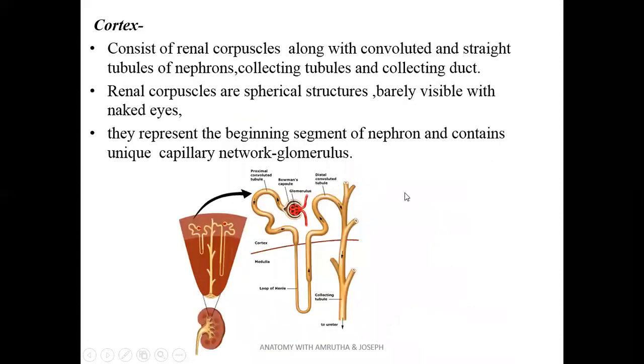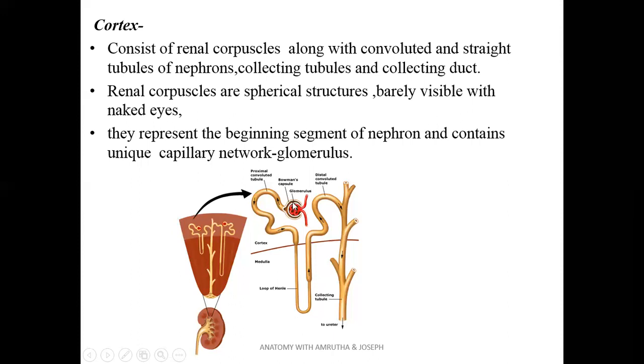The cortex consists of renal corpuscles. Now this structure here is the nephron. The nephron has locations in different areas of the kidney. Some part of the nephron is present in the cortex region, some part of it is present in the medullary region. Now it's important to know the structure of the nephron before proceeding to the histology of the kidney.